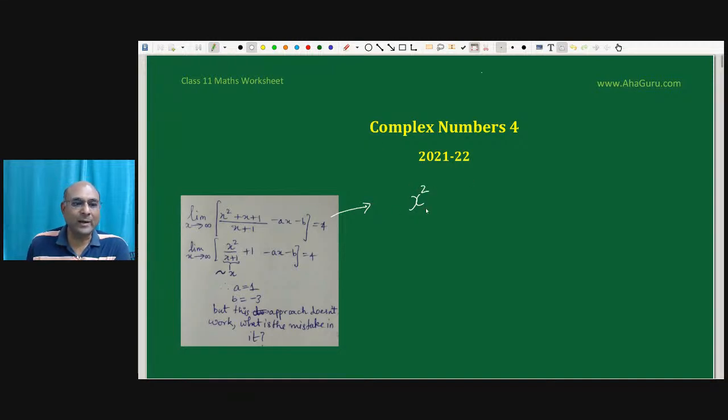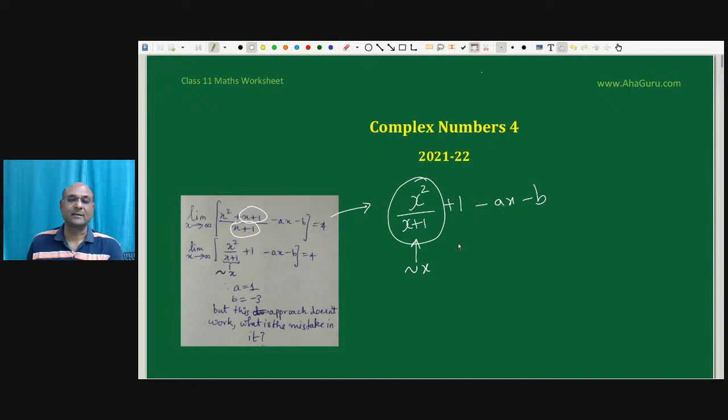So basically, I have got x square by x plus 1. And he's taken this x plus 1 and divided by x plus 1, and so he's got plus 1 minus ax minus b. The problem with this is approximately x. But what does that mean? If x cancels out, then you cannot call it approximately x. Correct? So by calling it approximately x, you can say x minus ax, this is 1 minus b. Now this must cancel out, otherwise x is going to infinity. So a must be equal to 1.